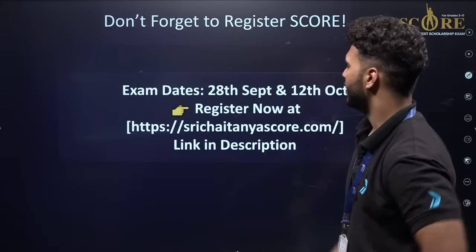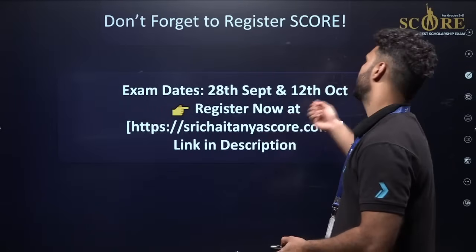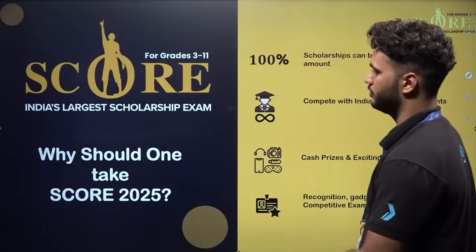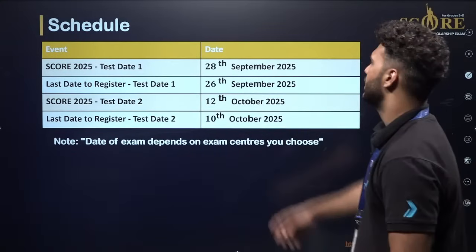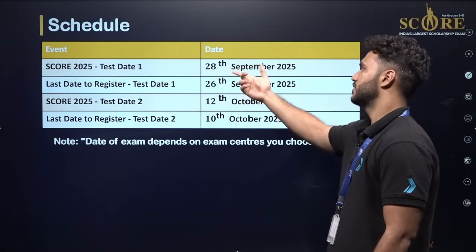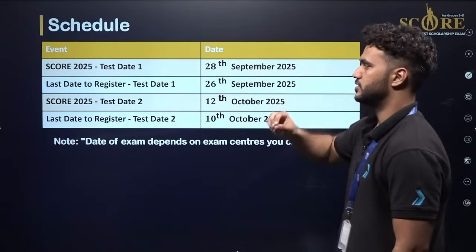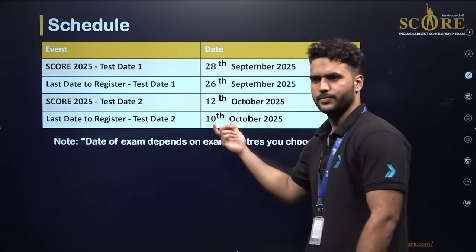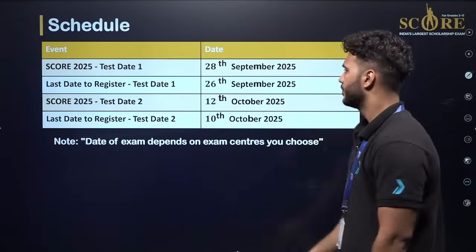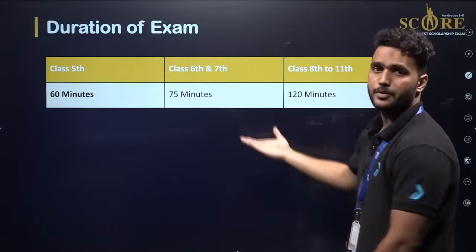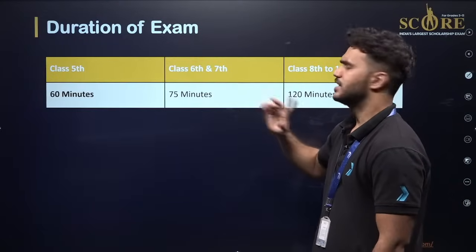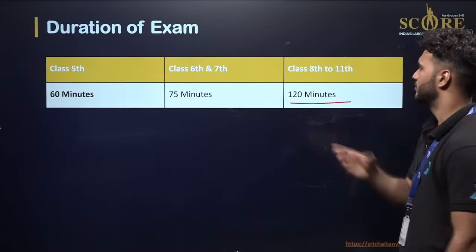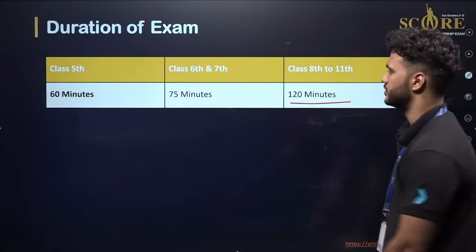Okay, so don't forget these dates, 28th of September and 12th of October. These are the examination dates, and for registration you have a last date. If you want to give this exam on 28th of September, you have to register yourself before 26th of September, and for 12th October you have to fill before 10th of October. And this is about the time you will get: since you guys are 9th class now, you will get 120 minutes. It means perfectly 2 hours.